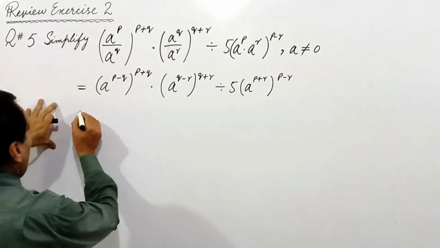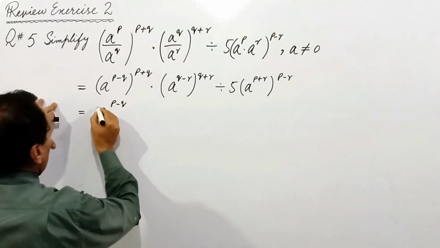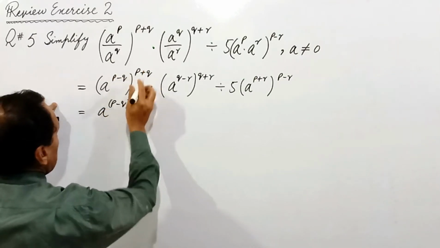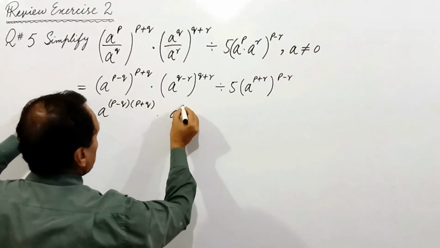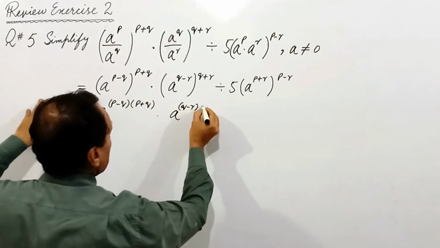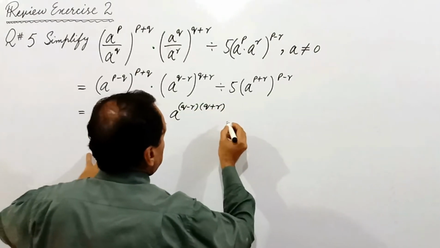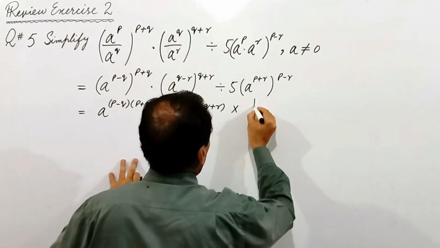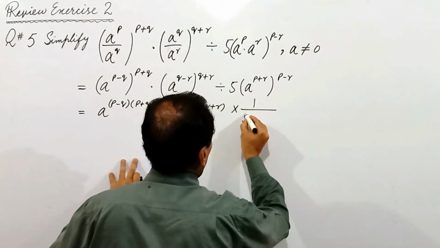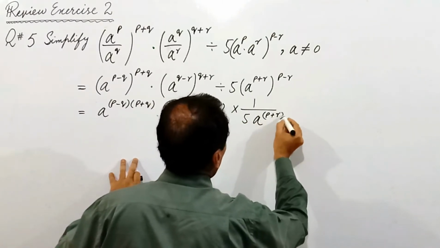So we apply the law of power. A raised to power p minus q, the power is multiplied to the power p plus q. A raised to power q minus r multiplied by q plus r. We take the reciprocal of the division, which is multiplication. So we write in reciprocal form 1/5 into a raised to power p plus r into p minus r.